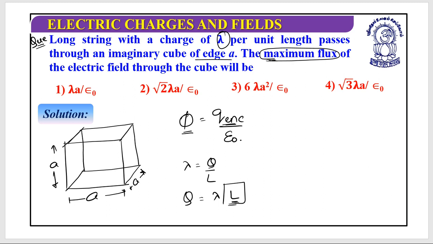Now in a cube, how should I arrange my wire so that it could have a maximum length? Yes, if I arrange my wire in this manner, this dimension is root 3a, which you told as the body diagonal. Yes, absolutely right. So I arrange my line charge something like this.